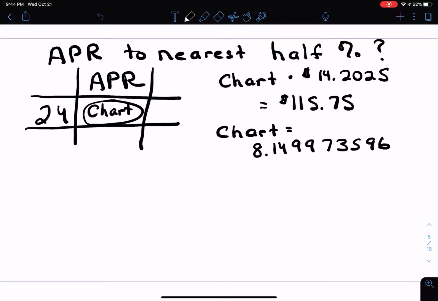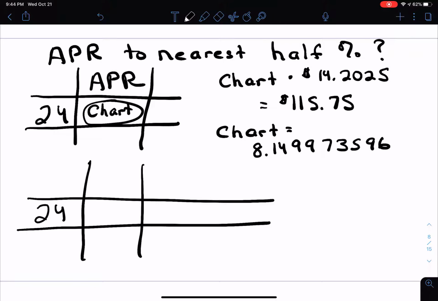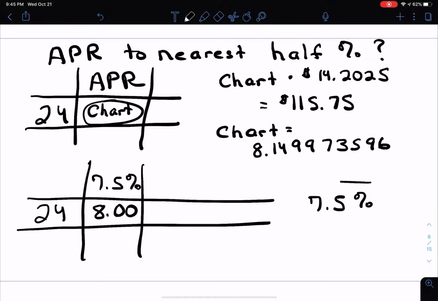We're going to find the row of 24, and we're going to find the number that's closest to this 8.1499 on our chart. Our chart's not extremely precise, and we're trying to just get it to the nearest 0.5% anyways. So when I look at the 24 row, and I start looking across, the closest thing I find is 8.00. That's the closest thing I find to 8.15, basically. And when I look up from there, the APR that matches that is 7.5%. So it's the nearest 0.5%. That's the APR being charged in this example.